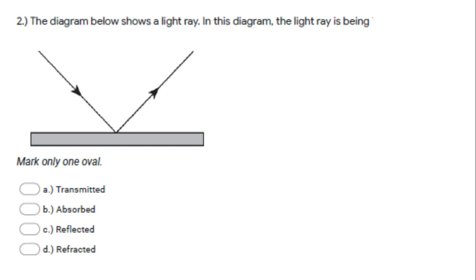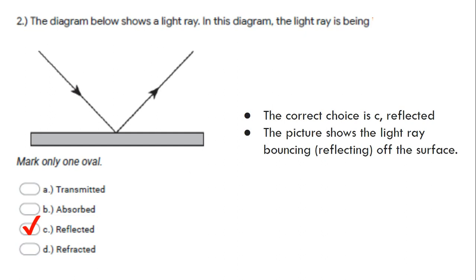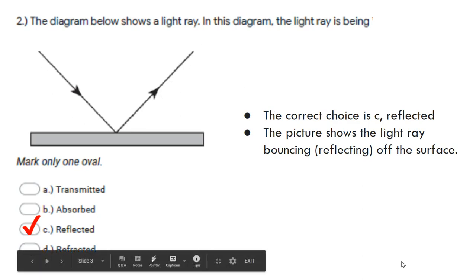Right, question two: the diagram below shows a light ray. In which diagram is the light ray being transmitted, absorbed, reflected, or refracted? Right? The correct answer is choice C, reflected. The picture shows the light ray bouncing or reflecting off the surface. When a light ray comes in and then bounces off the surface without moving through it, that's called reflection.